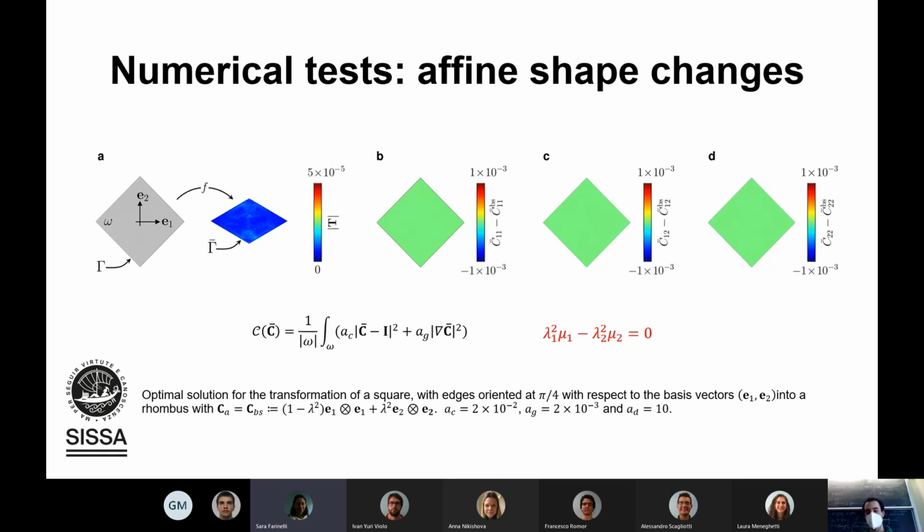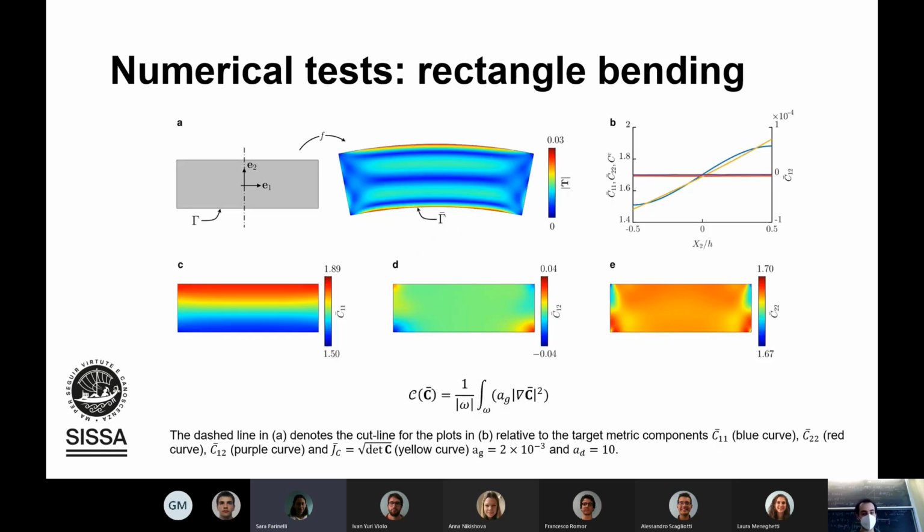affine shape changes. So we can say something about that even without numerics. For the rest, we need to rely on numerics, and we made also numerical tests on different shape changes. In particular, we focused on this particular shape change, which is the one depicted in subfigure A, which is a bending of a rectangular block. And we tested on this shape change with different complexity functions. So here we reported figure A is the shape change, and the plot represents the stress tensor.